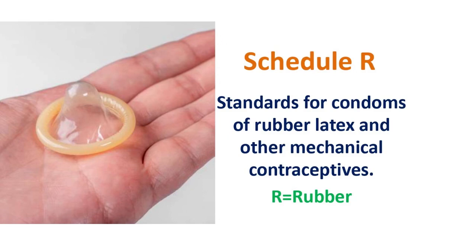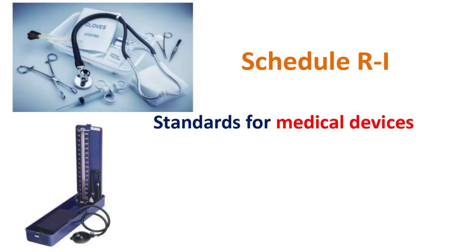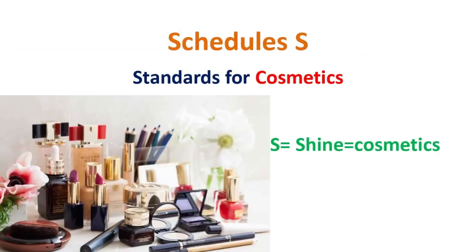Next one, coming to Schedule R. R for rubber. It consists of standards for condoms of rubber latex and other mechanical contraceptives. Next, Schedule R1. It refers to standards of medical devices. Schedule S. It consists of standards of cosmetics. S for shining, which is done due to cosmetics.